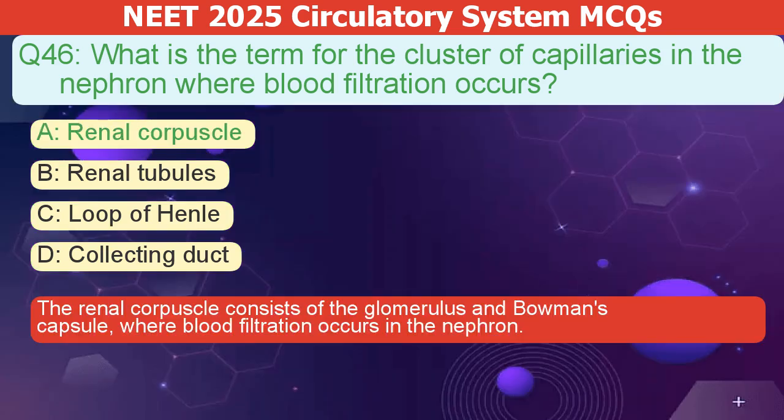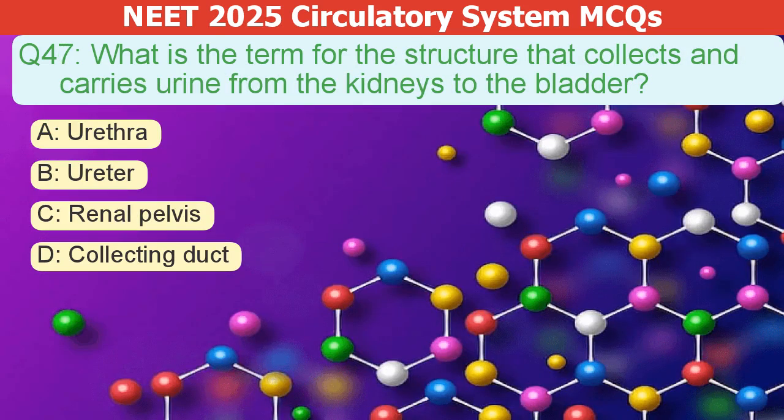The correct answer is A. The renal corpuscle, which is made up of the glomerulus and Bowman's capsule, is where blood filtration happens in the nephron. What is the term for the structure that collects and carries urine from the kidneys to the bladder?